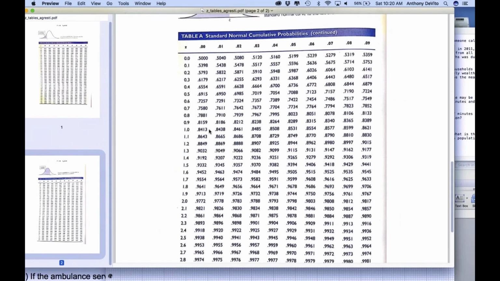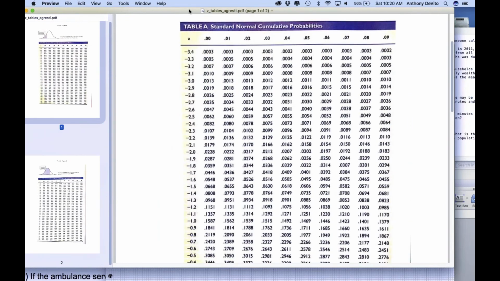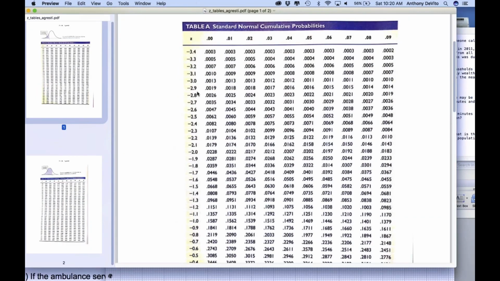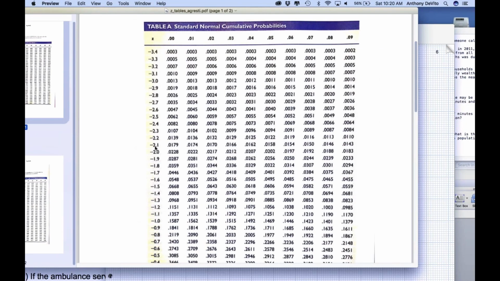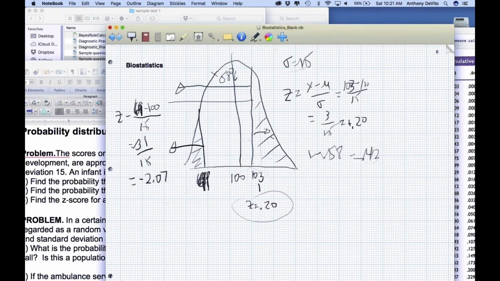Let's go to our table. So the z-score is negative 2.07. Negative 2.07: 2.00, 2.01, 2.02, 3, 4, 5, 6, 7. The area is 0.0192, right? I'll call it 0.019. Okay, so this area is equal to 0.0192. Let's call it 1.9% for our purposes here.